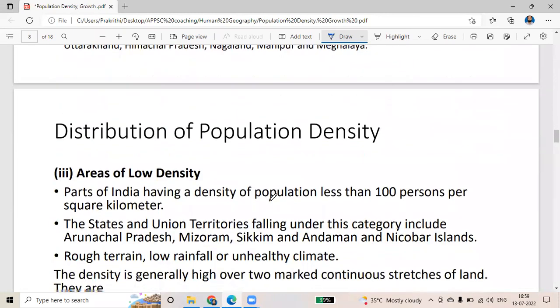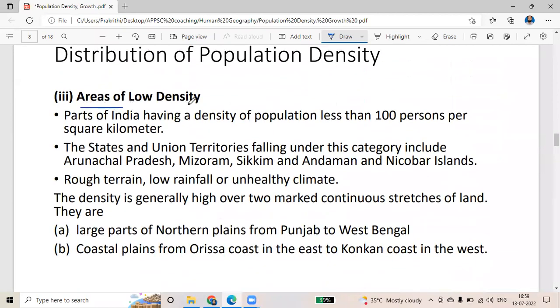And the last one is area of low population density. The area where the population density is less than 100. So automatically our state will come under this. Arunachal Pradesh have only 17 persons per square kilometer. This will include Arunachal Pradesh, Mizoram, Sikkim, and the Union Territory Andaman and Nicobar Islands. So इसी area पे है सबसे कम population density.